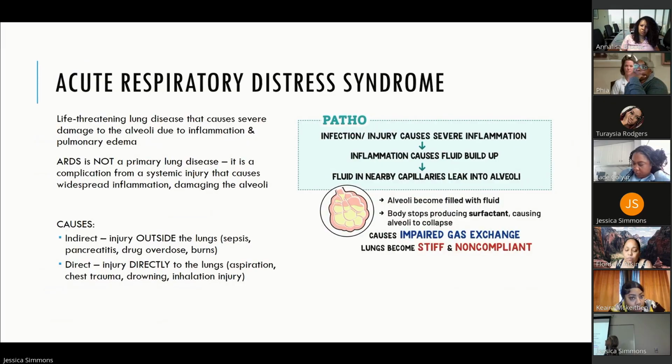So we understand that ARDS is caused by an injury. It is not primary. It is the secondary problem that occurs because of the first injury, infection, viral infection, and it causes a decrease in gas exchange.